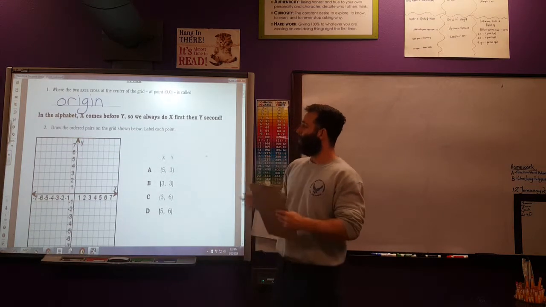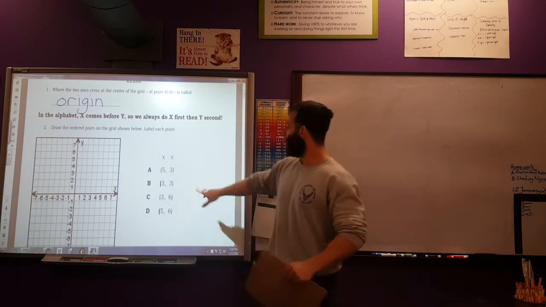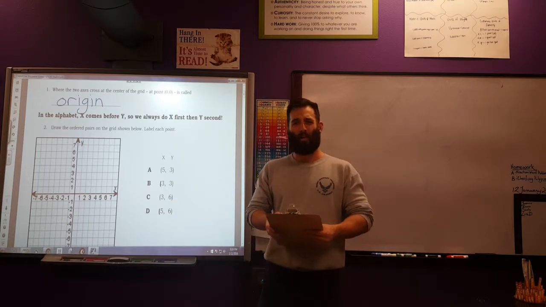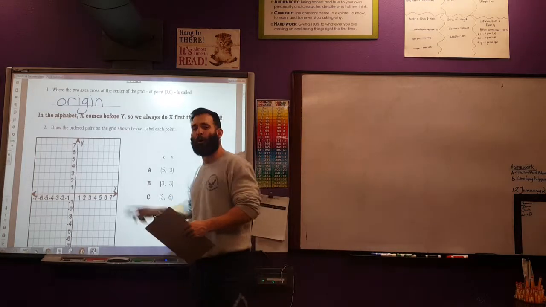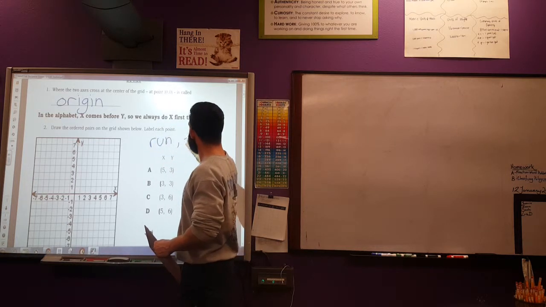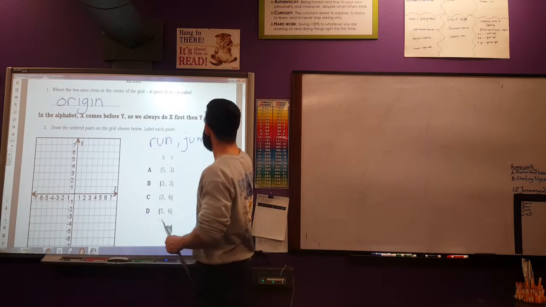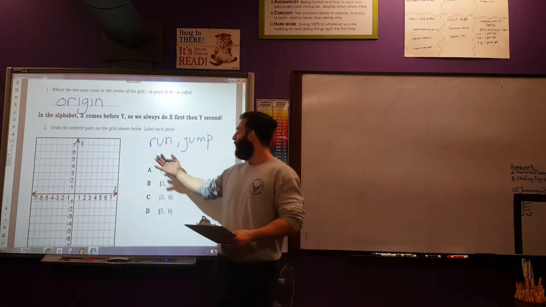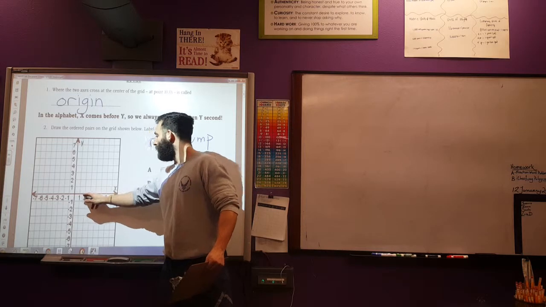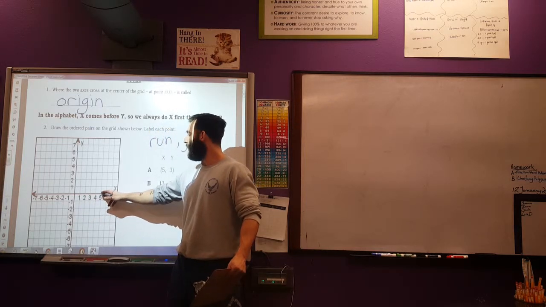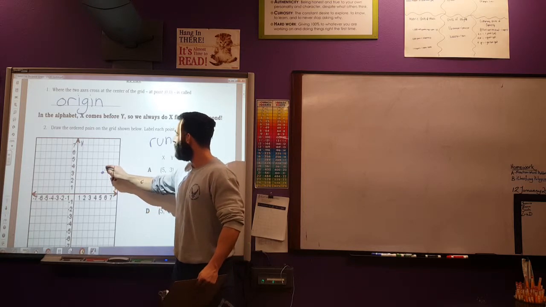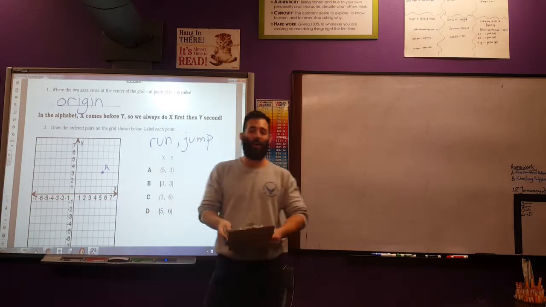Now, number 2, we're going to be drawing the ordered pairs here, A, B, C, and D, and we're going to label each point. Now, remember, before you plot, you should know that you run before you jump. So if I wanted to plot point A, I would run 5, 1, 2, 3, 4, 5, and jump 3, 1, 2, 3. Make my point, and then label it with the letter A.